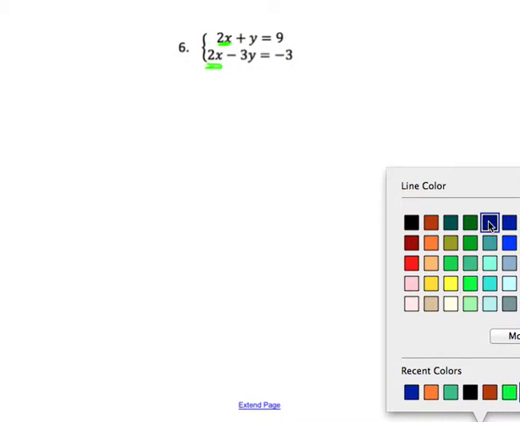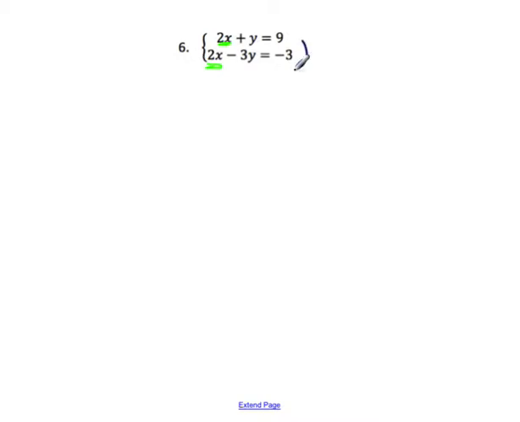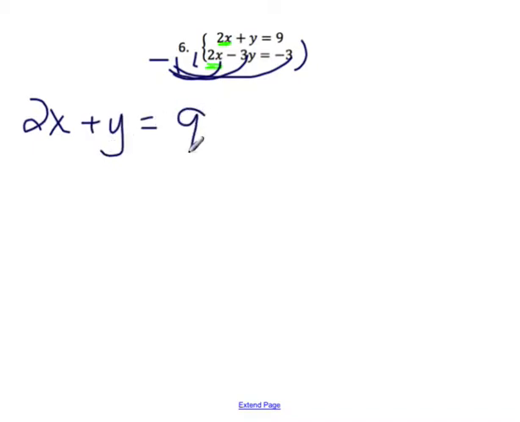Let's take a look at number 6. So for number 6, I want to go ahead and use elimination. The reason why is it's in standard form, and I see that my x's already have the same coefficient. Okay, so now what I want to do is make them opposite. So I'm going to take the second equation and multiply it by a negative 1. So that negative 1 needs to distribute in everything in that second equation. So I have 2x plus y is equal to 9. Negative 2x plus 3y is equal to 3.